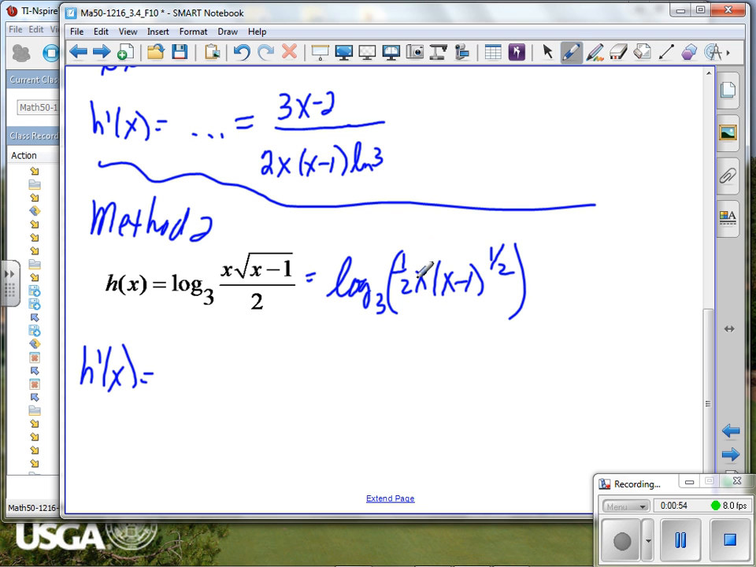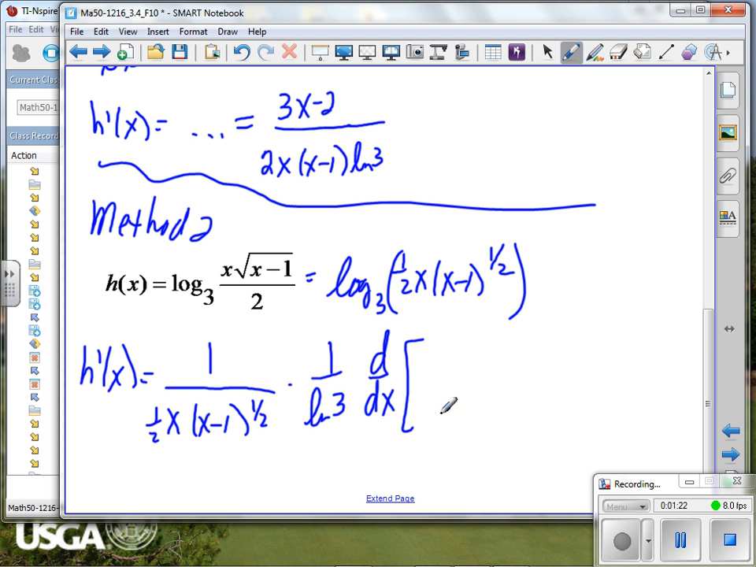Okay, so I do see a product in here, 1/2 x, but if I work this the way I'm supposed to, I would have 1 divided by 1/2 x, x minus 1 to the 1/2 power. That's how we start. It's always going to be that way. Times 1 divided by the natural log of the base, times the derivative with respect to x of 1/2 x, the quantity x minus 1 to the 1/2 power.